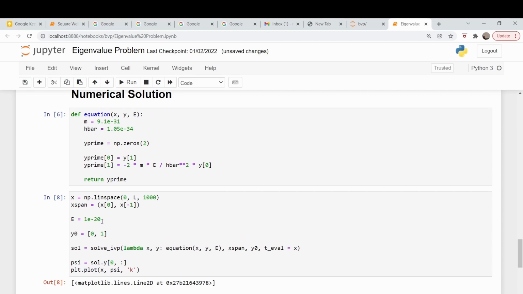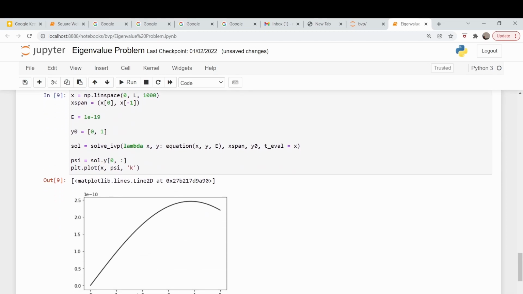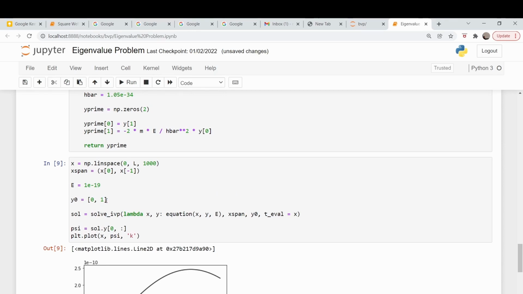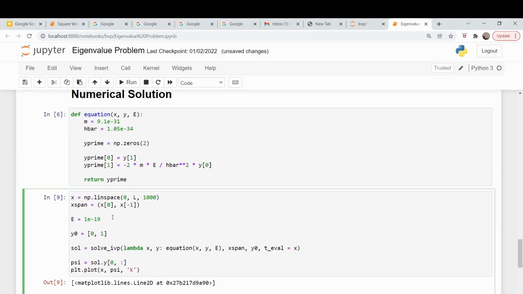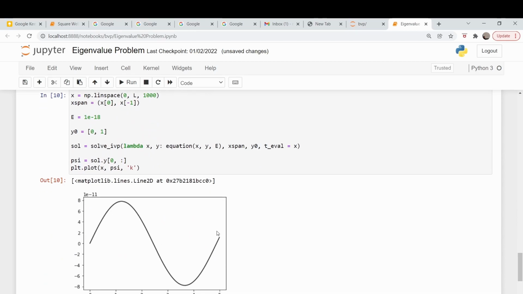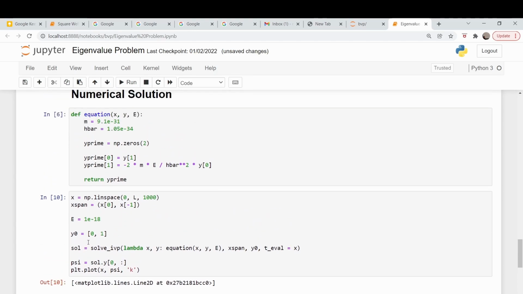So let's go higher. Let's go 1 times 10 to the minus 19. What do we get now? Well, that's better. It kind of goes up, but we probably need to go quite a bit higher. Let's go 10 to the minus 18. Okay, that overshoots, obviously. That's almost good for the second mode of this problem. So let's go 5 times 10 to the minus 19.